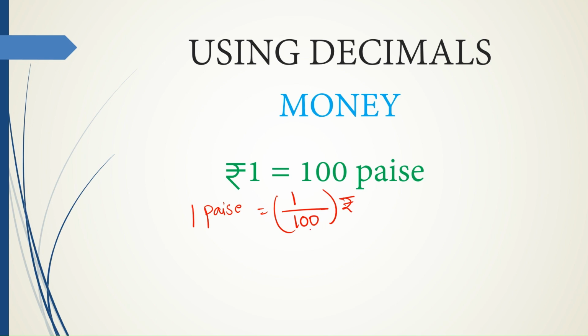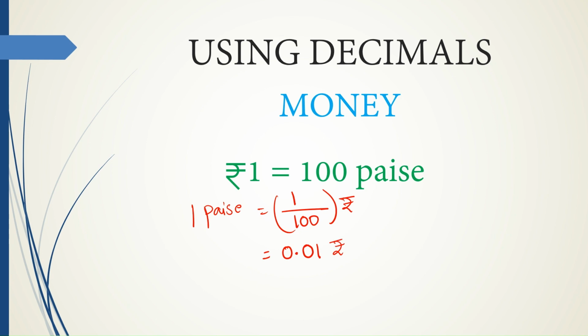Or this 1 upon 100, how can we write this? We are going to convert this fraction into a decimal number. Here we don't have any whole number, so it is 0 point. The value for the tenths place is 0 and in the hundredths place we have to write 1. So 1 paise will be equal to 0.01 rupees.